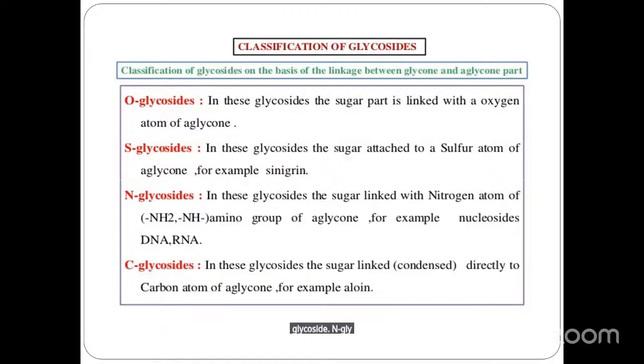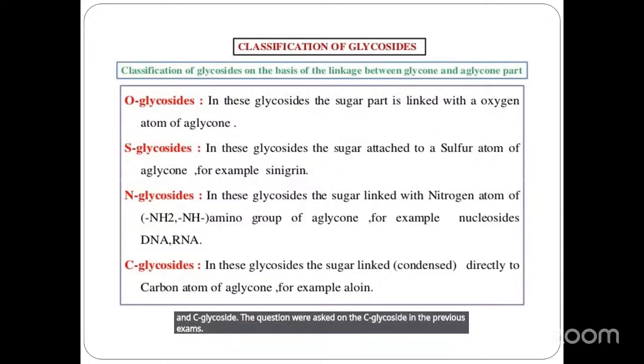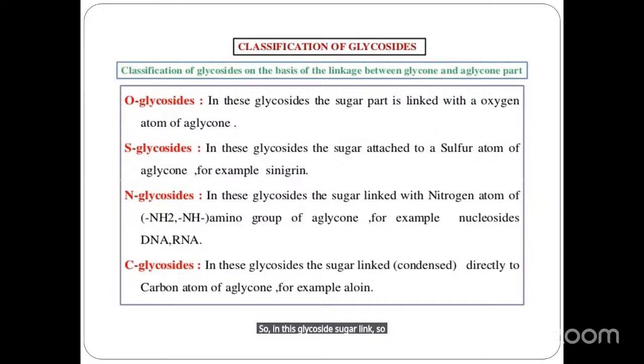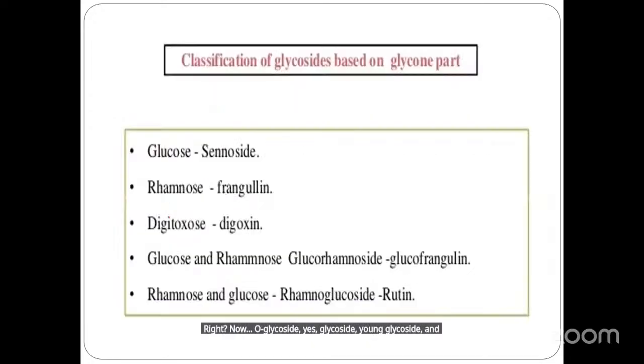N glycoside: in these glycosides the sugar is linked with the nitrogen atom, particularly the amino group of the aglycone. In that there are nucleosides, DNA, RNA, some nitrogen bases, right? And C glycoside: questions were asked on the C glycoside in the previous exams. In this glycoside the sugar is condensed directly to the carbon atom, right? For example, aloin is an example, right? So, O glycoside, S glycoside, N glycoside, and C glycoside.